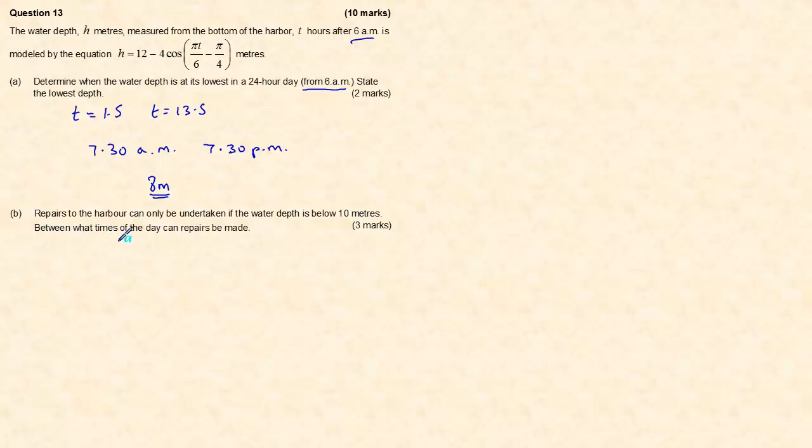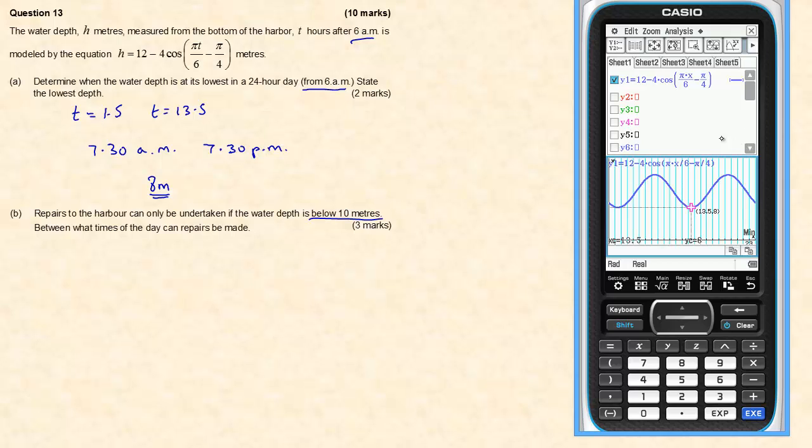Repairs to the harbour can only be undertaken if the water depth is below 10 meters. Between what times of the day can repairs be made? So let's add y equals 10 to our graph. So it's going to be beneath this line.